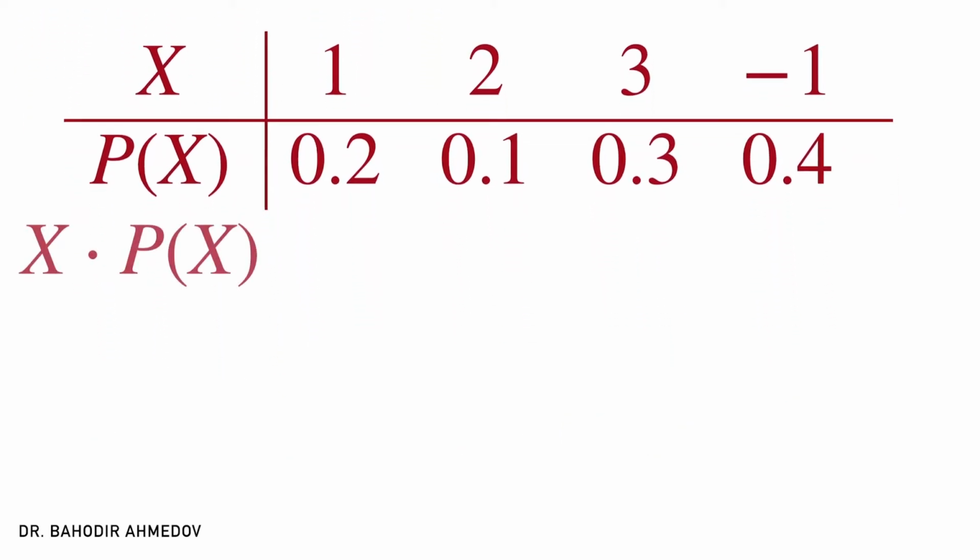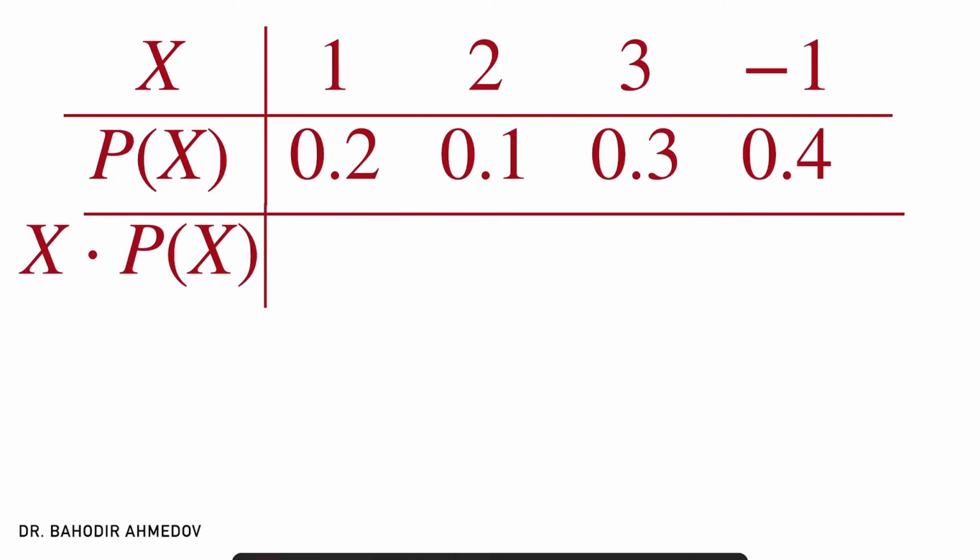In order to do this, we have to calculate x times the P of x for every column. So for the first column, it's going to be 1 times 0.2, which is 0.2. For the second column, it's going to be 2 times 0.1, which is also 0.2. 3 times 0.3 is going to be 0.9. Minus 1 times 0.4 is going to be minus 0.4.